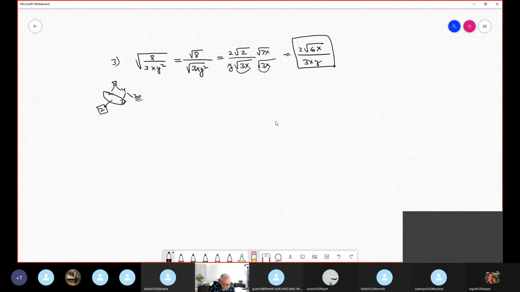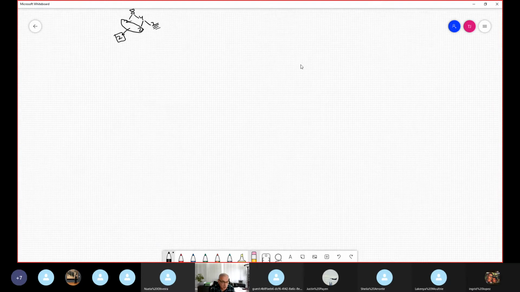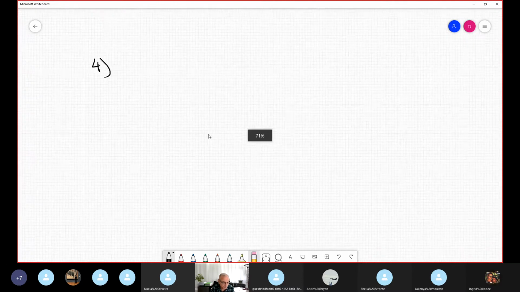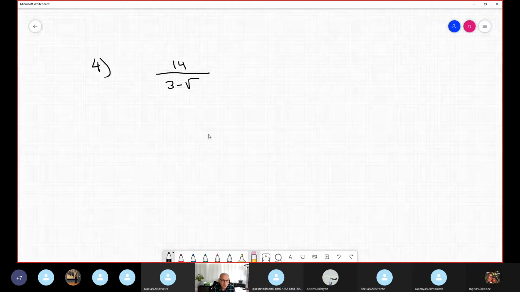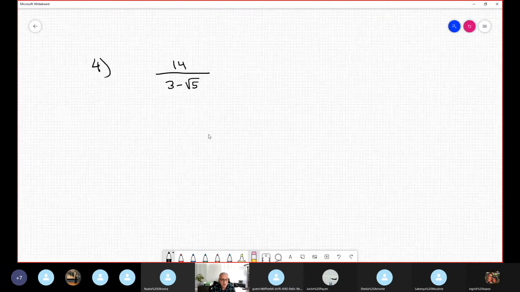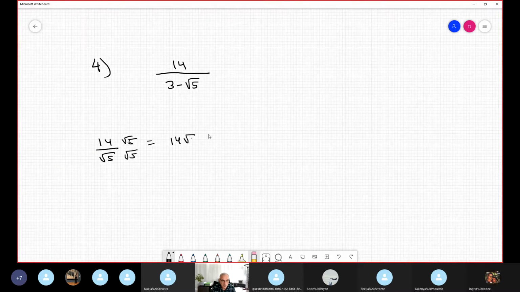Super. Let's move on to number 4, 5, and 6. The problem is completely different, because in the bottom we have a binomial. Suppose number 4 is 14 over 3 minus radical 5. What is the difference? If it were a simple problem, multiplied by radical 5, 14 radical 5 over 5. End of the story. That's it, I finish.